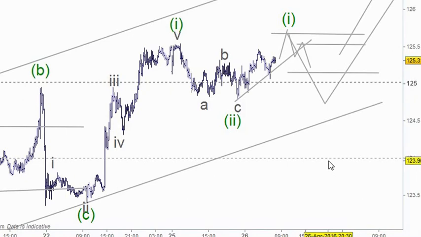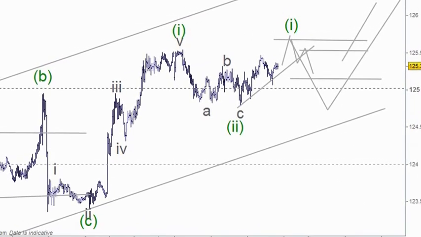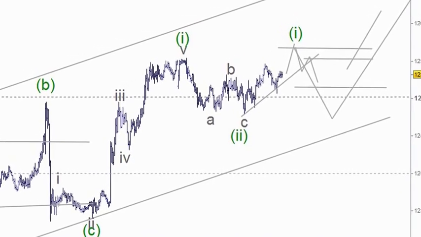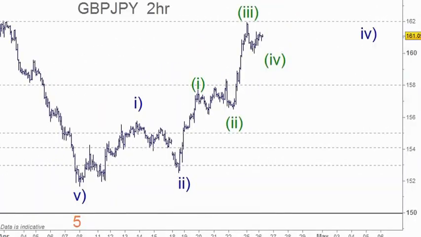So if you want to chill on this, well then I think that's a good thing to do, and we'll wait for this to fall in place. And we'll have a look at the pound yen as well, which is this one here.